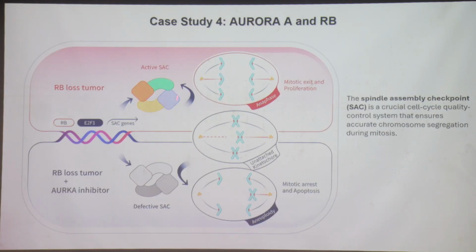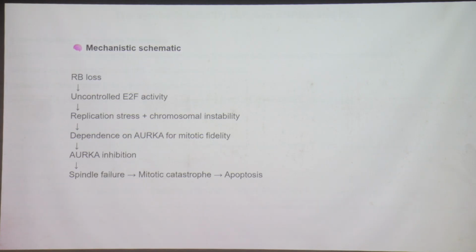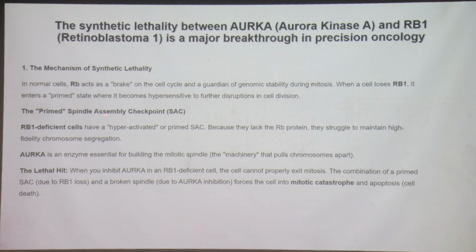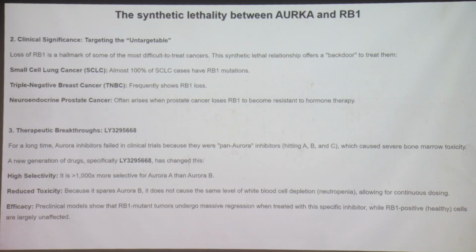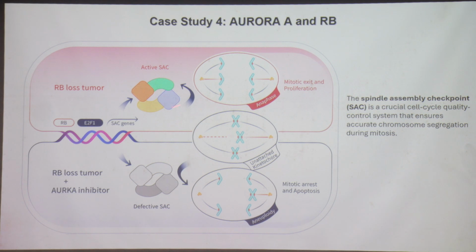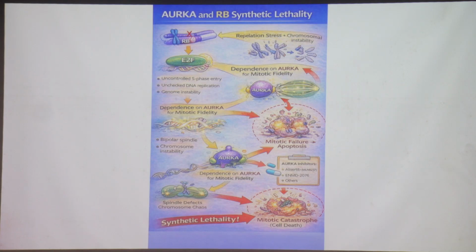So this is just showing you the SAC, remember? SAC is the spindle assembly checkpoint. If you have RB loss, this is defective, and now it really depends on Aurora A. If you inhibit Aurora A, the whole thing falls apart. So that is what is shown here, Aurora and retinoblastoma synthetic lethality. Okay, everything I told you.